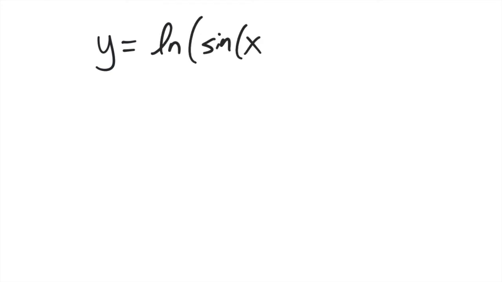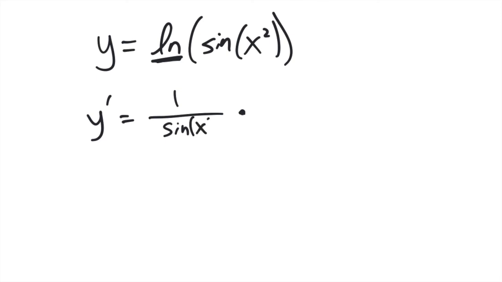So let's take a look at one example here. Let's say we have a function like y equals the natural log of the sine of x squared. Okay, and we want to know what y prime looks like. Just a little practice here. Again, your outside function is the natural log. You can think about the derivative of that outside function is 1 over something. But hopefully it's pretty clear here that there's going to be a chain rule. And so what goes on the bottom of the fraction is a sine of x squared.